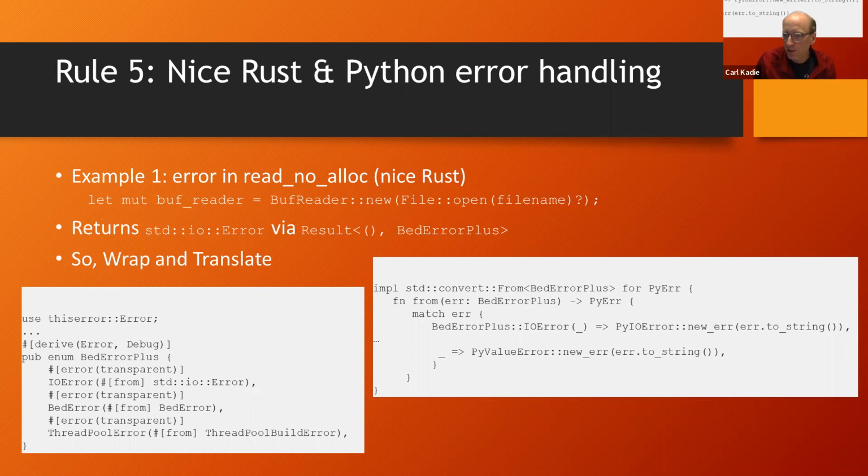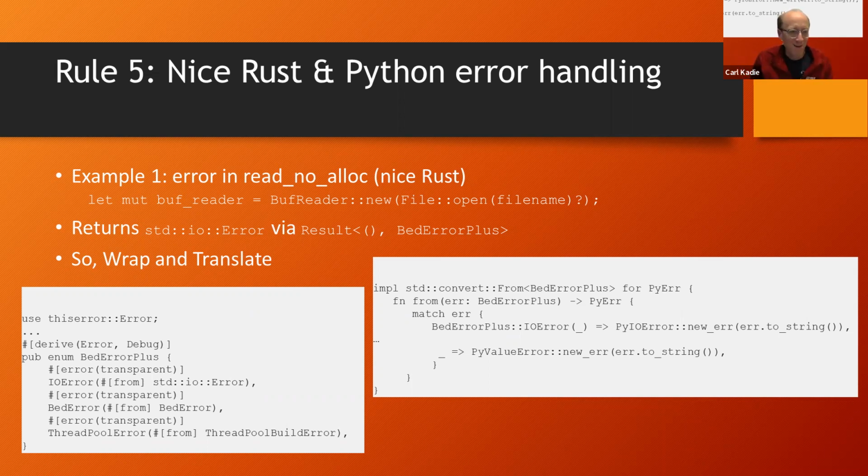But what if that file doesn't exist? Then the question mark will make the function return with the same error that file open returned, which will be of type standard IO error. And if we make our function read no alloc return a type of Result with BedErrorPlus, then we can return the standard error, but only if we define BedErrorPlus to encompass the standard error that we know we might get. And we do that with the code in the box.